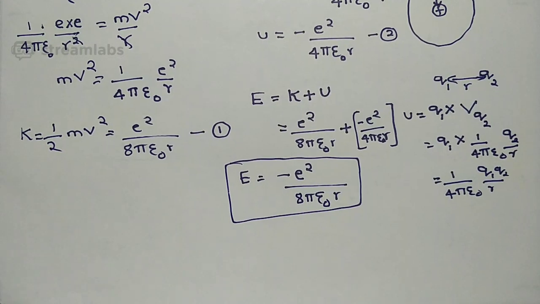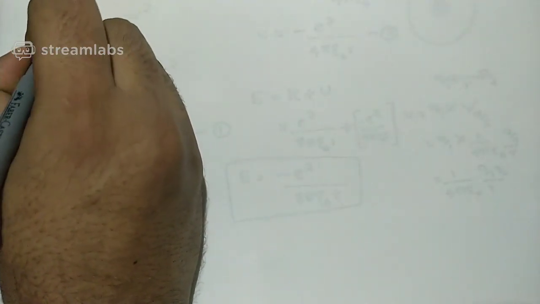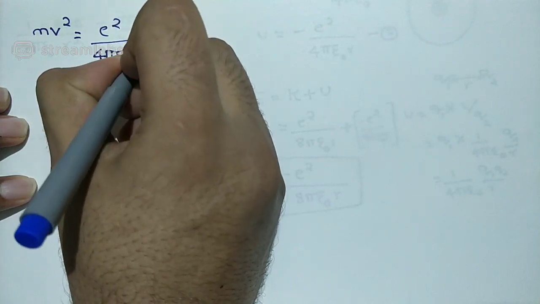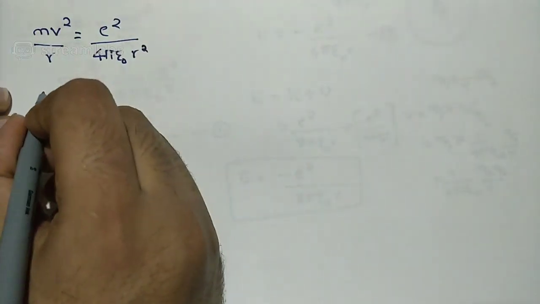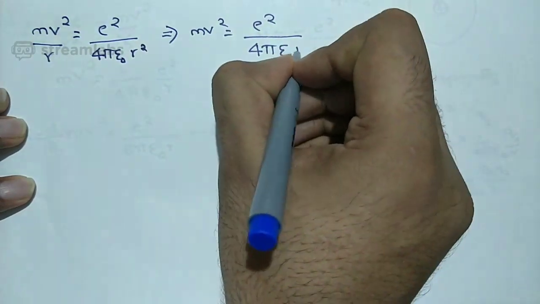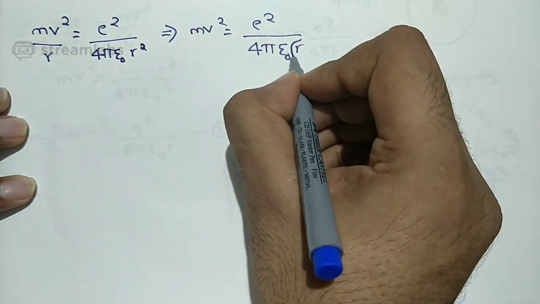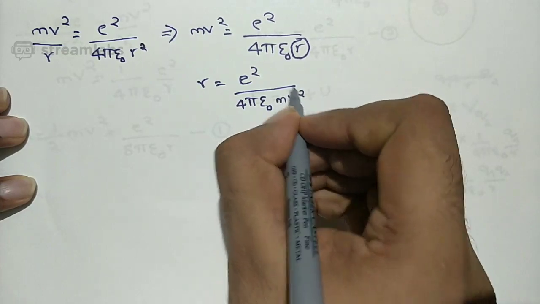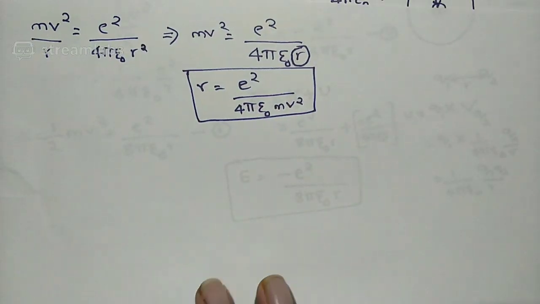So before that, we'll discuss the radius as well as velocity. From mv square by r equal to 1 by 4 pi epsilon naught into e square by r square, one r will cancel. So from this you will get mv square equal to e square by 4 pi epsilon naught r. I need the expression for radius. So what is the radius of the electron? e square by 4 pi epsilon naught mv square. So that is the expression for the radius of the electron.